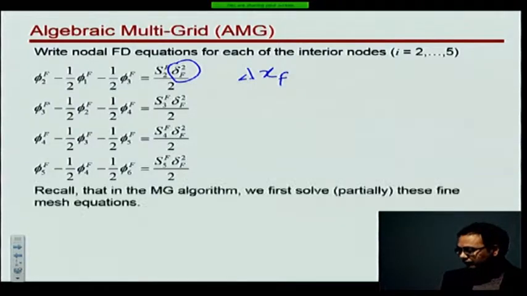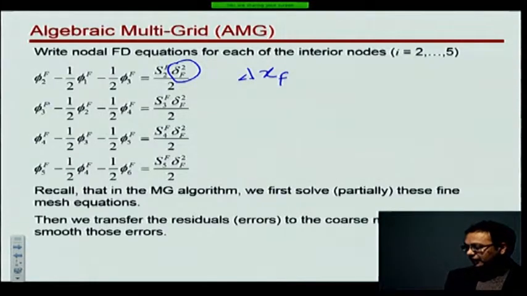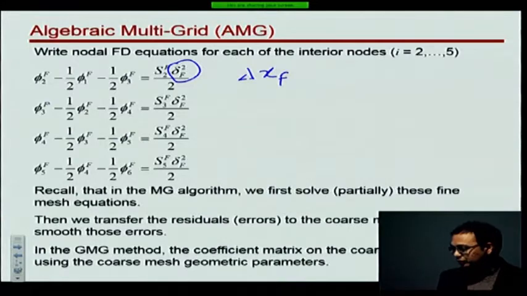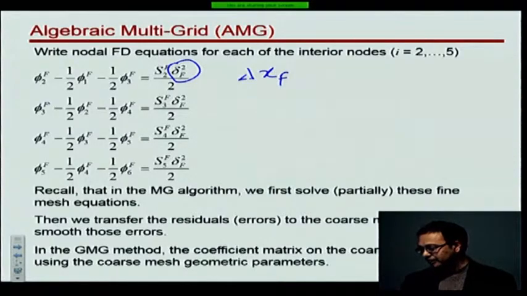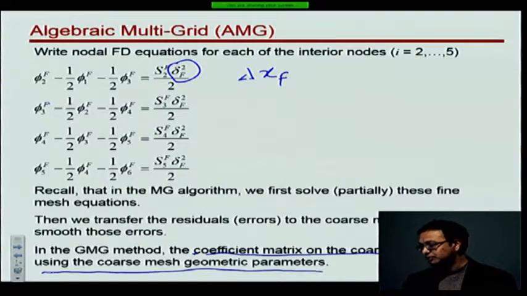So the first step in the multigrid algorithm is to solve this on the fine mesh to partial convergence. Then we construct the residuals of these equations and transfer the residuals to the coarse mesh, and then smooth these errors. That's the basic idea. So how do we do that? Now, in the geometric multigrid algorithm, the coefficient of the coarse mesh is set up by using the coarse mesh geometric parameters. So once I construct the residual for these, R2 up to R4 or R5, and then transfer it to the coarse mesh.